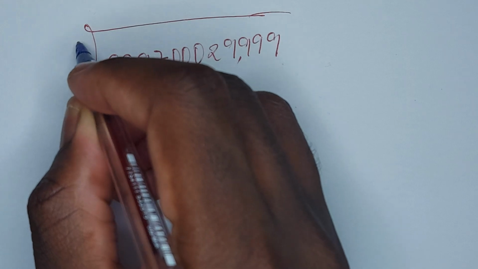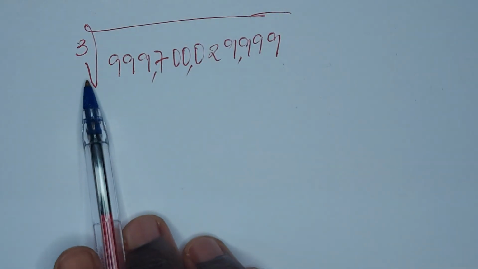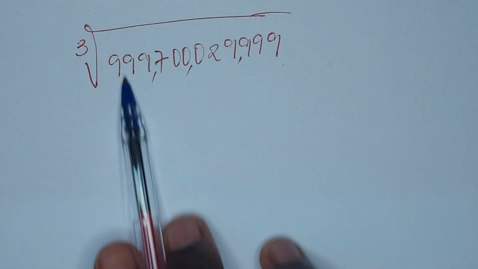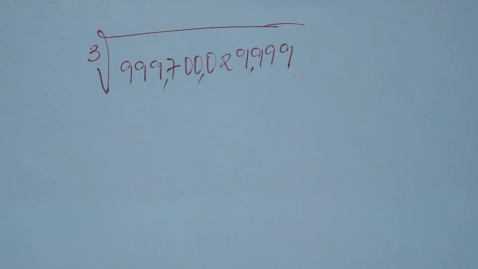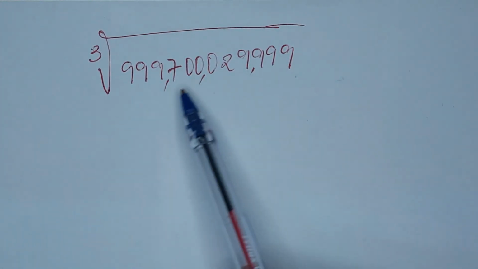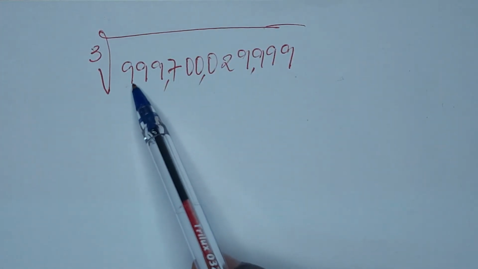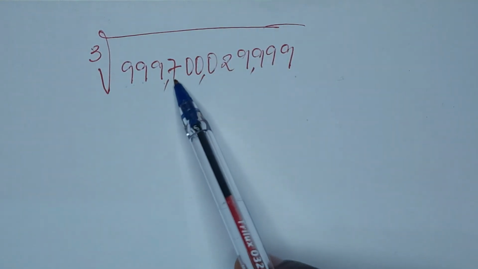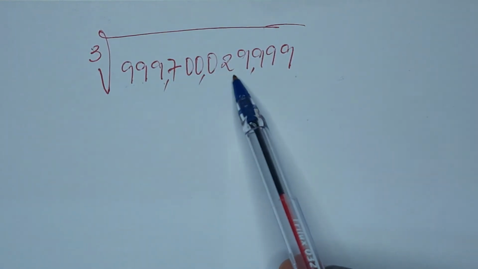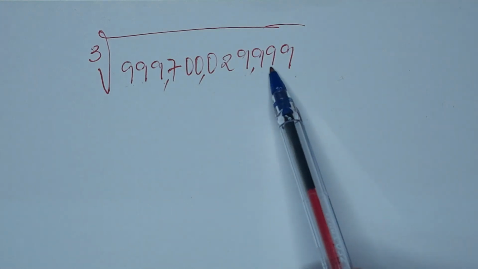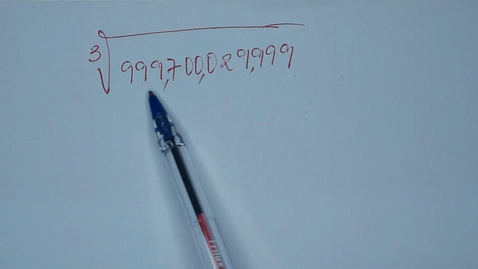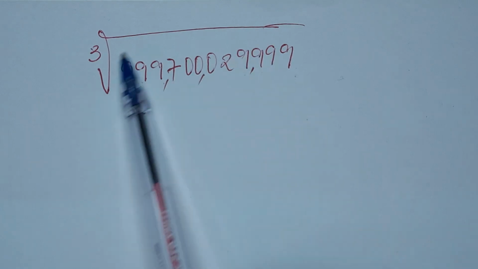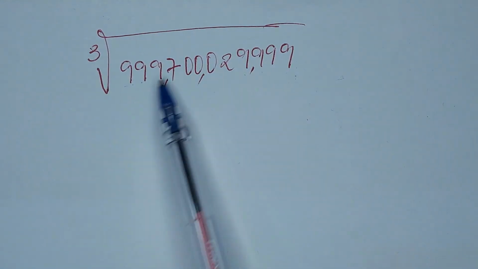I just forgot the 3 here, and we're going to find the cube root of this number without using a calculator. Okay, so reading this number, it is 999 billion 700,029,999. So this is a big number. Okay, so we're going to find the cube root of this number.